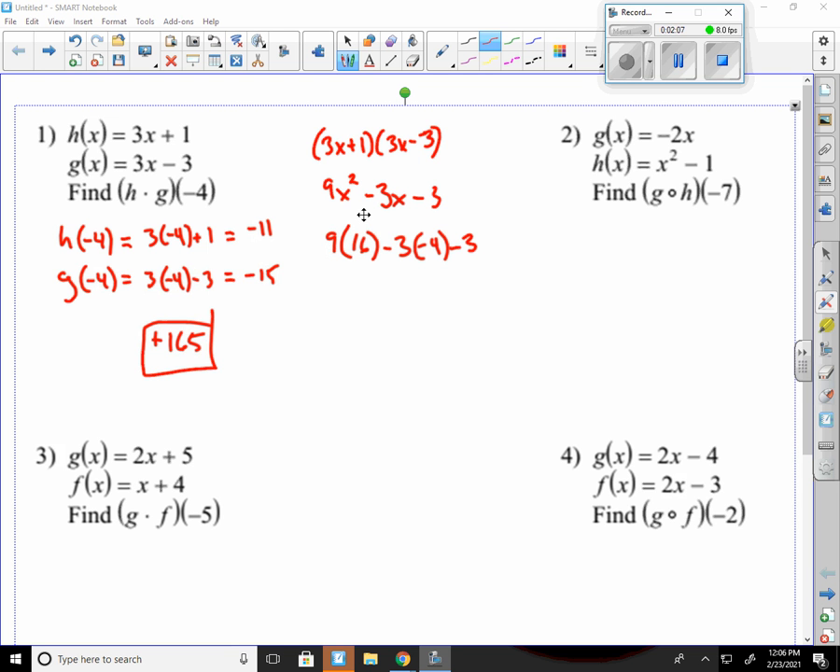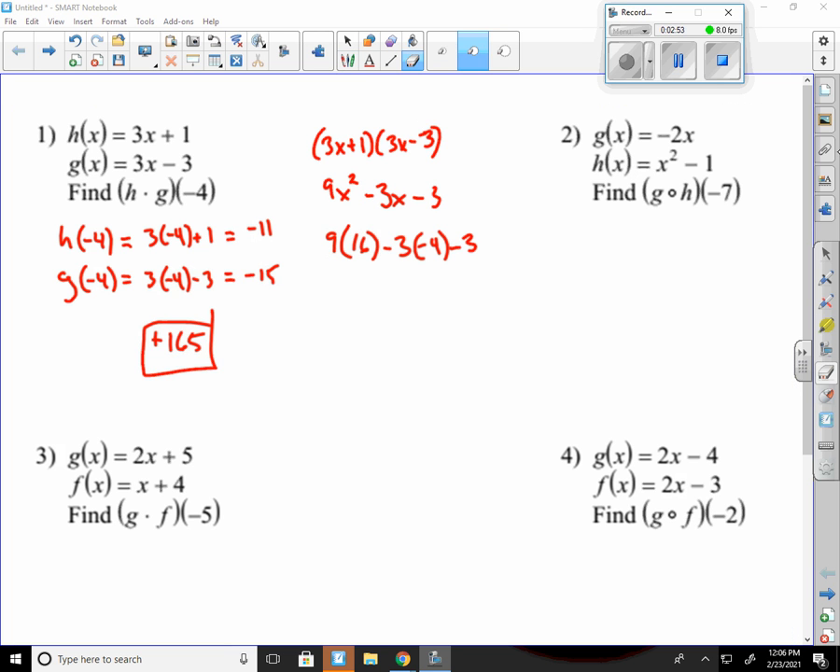Anybody else get that? Anybody? Bueller? So that should be 153. Let's see how I got 165. 11 times 15 is 165. What in the world happened here? 3 times negative 4, that's negative 12, plus 1 is negative 11. 3 times negative 4 is negative 12, minus 3 is negative 15. That should give me the same answer in both cases, so I don't know what is going on.